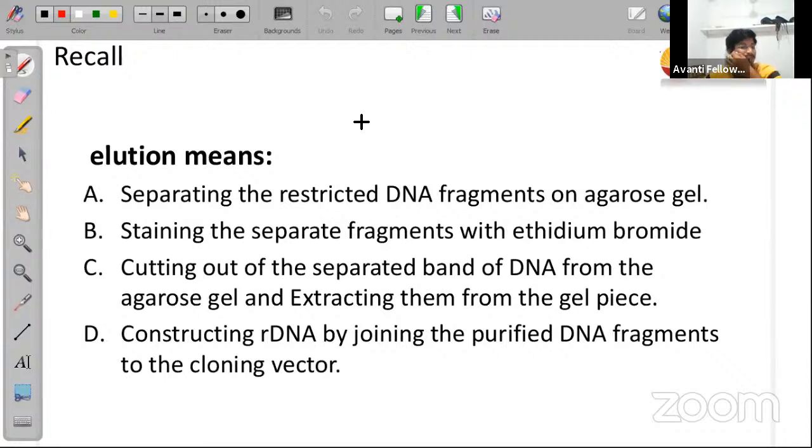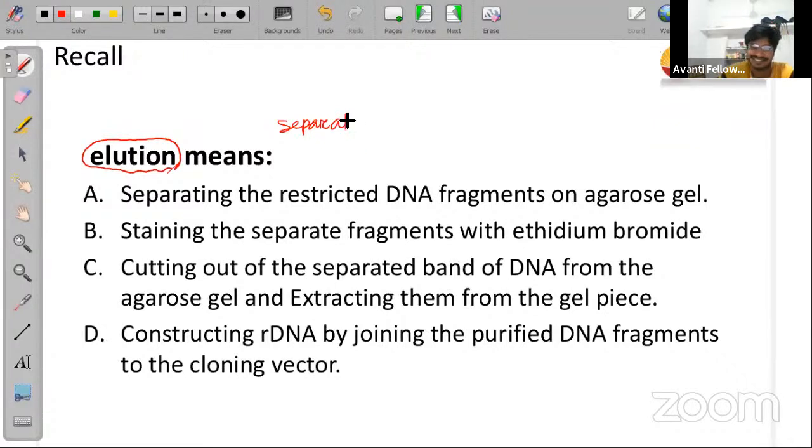Sharing the result with you people: 13% of people have chosen option A, 26% have chosen option B, 61% have chosen option C, and no one has chosen option D. Let me stop sharing, then I'll explain to you. Elution is the separation or isolation. One second, Nandis, you have raised your hand once again. I'll be coming to you.